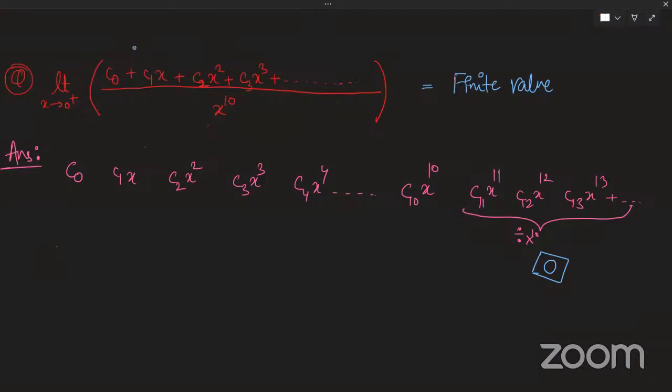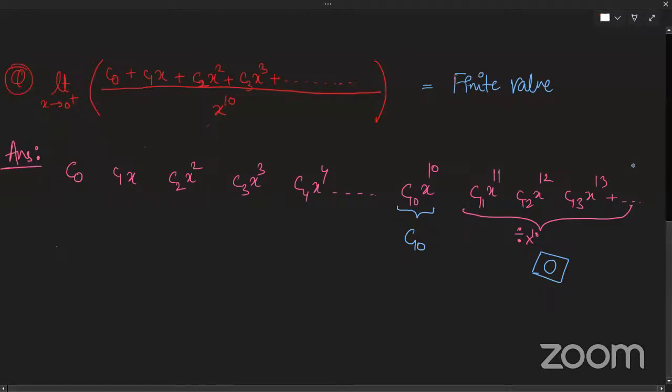So, see, all of these powers are greater than x raised to 10, right? When I divide all of these by x raised to 10, there will still be a power of x left in all of these: x raised to 1 here, x square here, x cube here, and so on. Since x is tending to 0, x raised to 1, x square, x cube, all of these will go to 0. So this part will go to 0. What will happen if I divide the C10 term by x raised to 10? What will be my value of limit? C10 only. Correct.